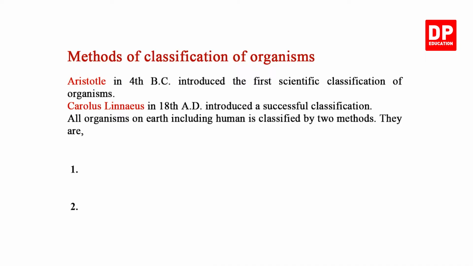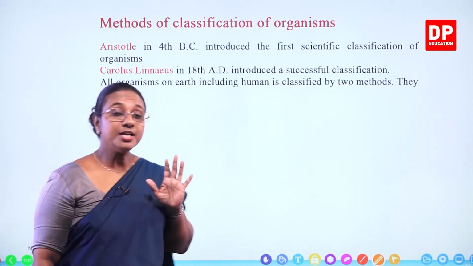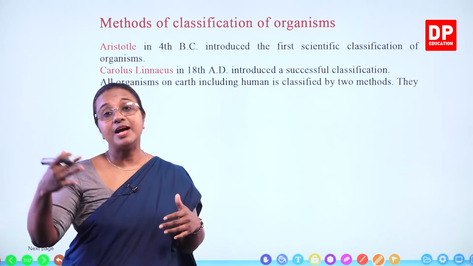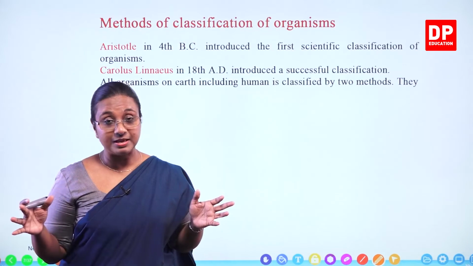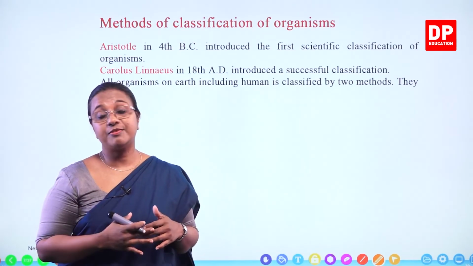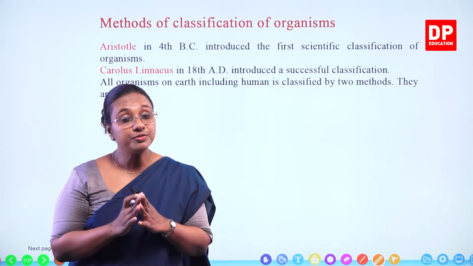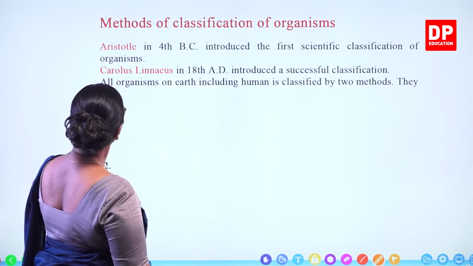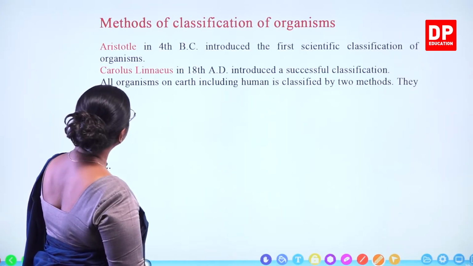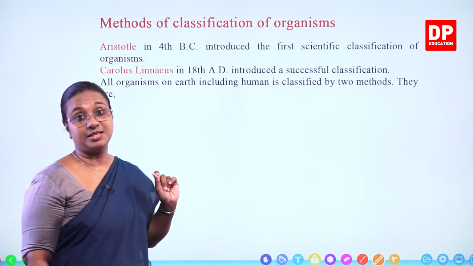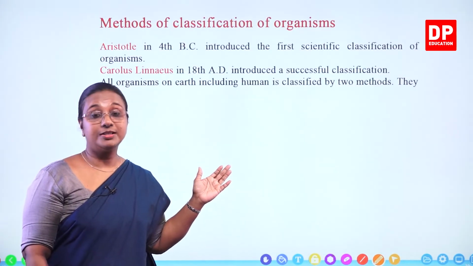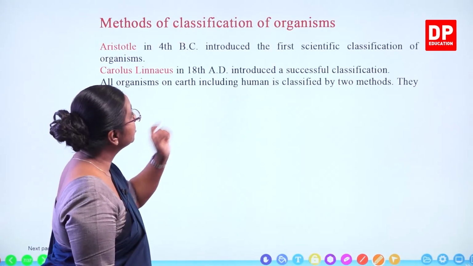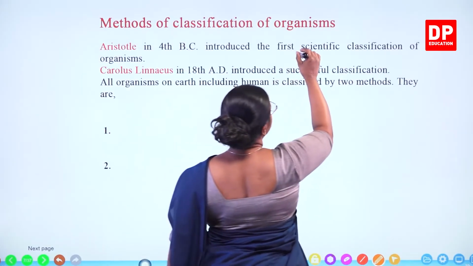Methods of classification of organisms. So I told you all, students, there were different people who tried to classify organisms in different ways and using different criteria. Out of those classifications, we need to consider the classification by Aristotle. Aristotle in 4th BC. That's a very, very long time back. Before Christ, 4th BC, introduced the first scientific classification.